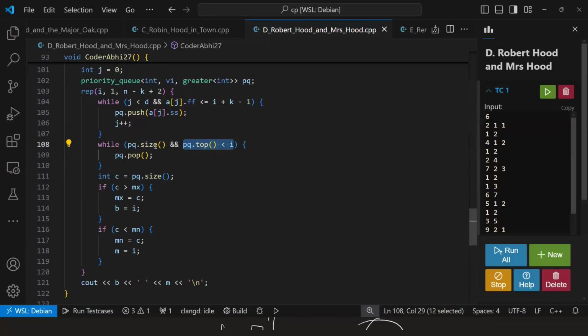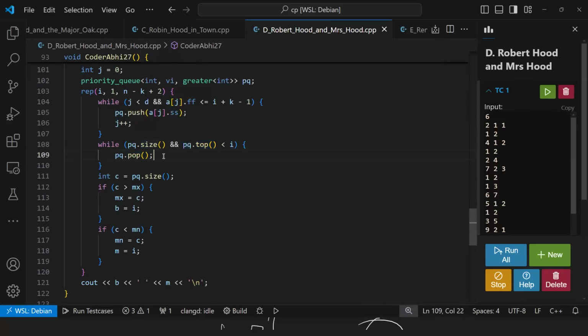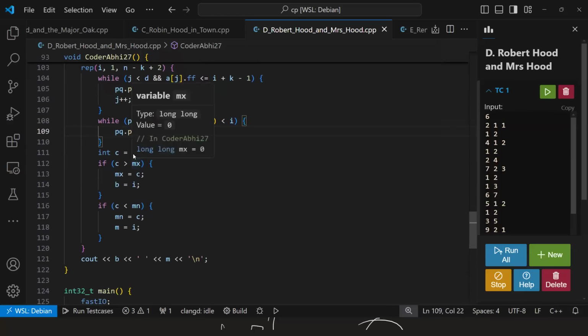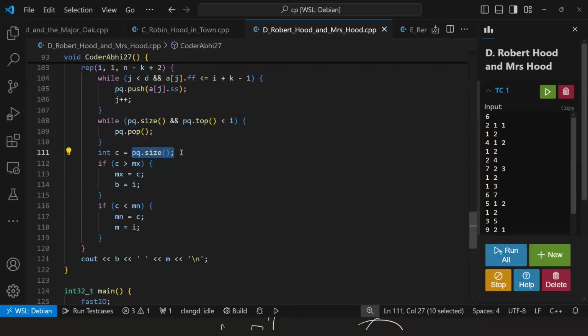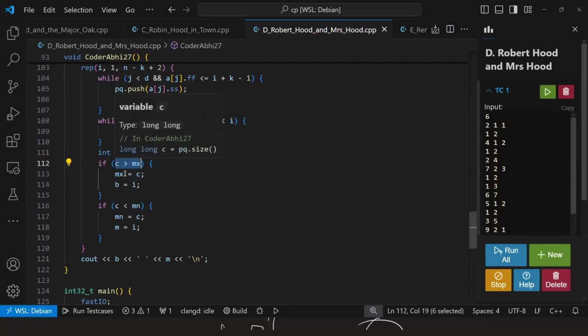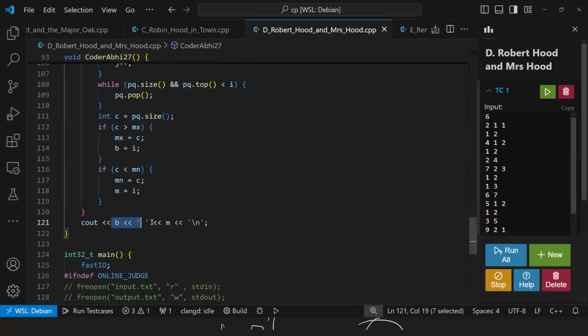Okay. So when i is incremented, if something is ending before i, it would be popped. Now the size of my priority queue would represent the number of ranges that are overlapping, C. Now if C is greater than MX, MX would be updated and the index of the brother would be updated. If C is less than the minimum, the minimum is updated and the index of the mother is updated. My final answer is B.